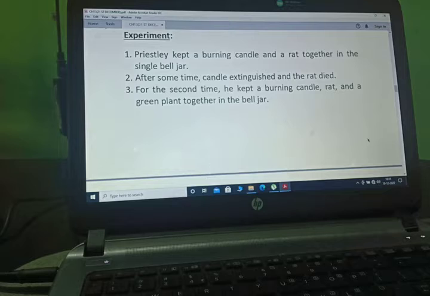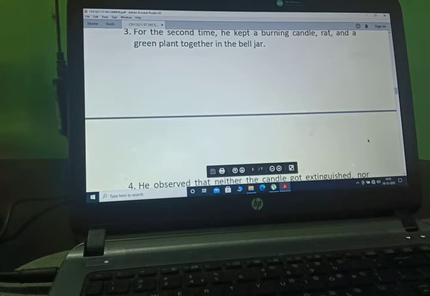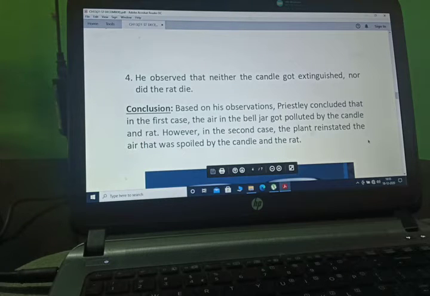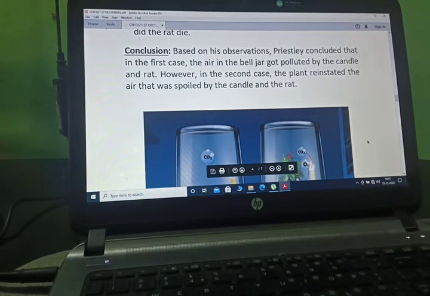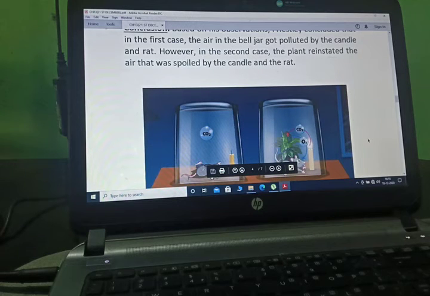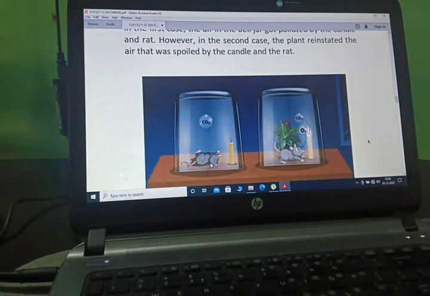After some time, the candle extinguished and the rat died. For the second time, he kept a burning candle, a rat and a green plant together in the bell jar. He observed that neither did the candle get extinguished nor did the rat die. Conclusion: based on his observation, Priestley concluded that in the first case the air in the bell jar got polluted by the candle and rat. However, in the second case, the plant reinstated the air that was spoiled by the candle and the rat.